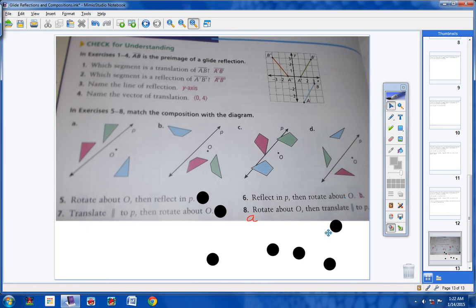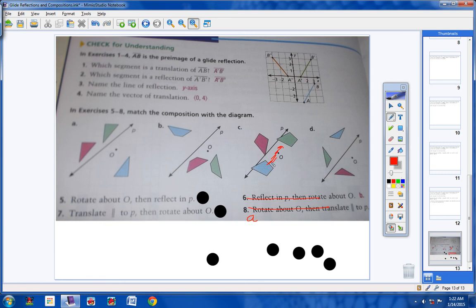Alright, let's move on to C. Okay, here's our pre-image. Obviously, if we go from blue to green, that's a translation, obviously. We just slid it from here to here, okay? So which one of these two starts off with a translation? Not 5, but 7. So more than likely our answer is going to be 7.